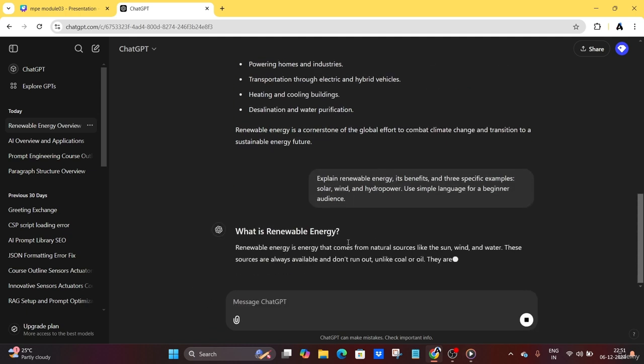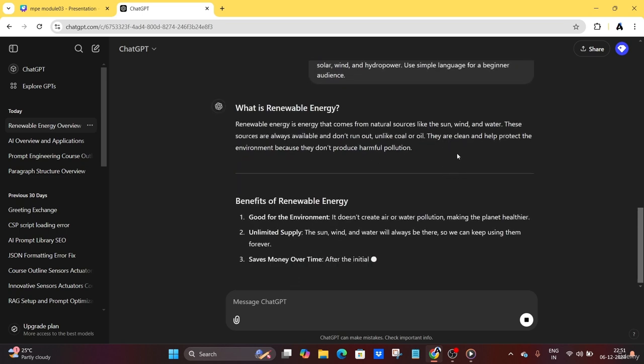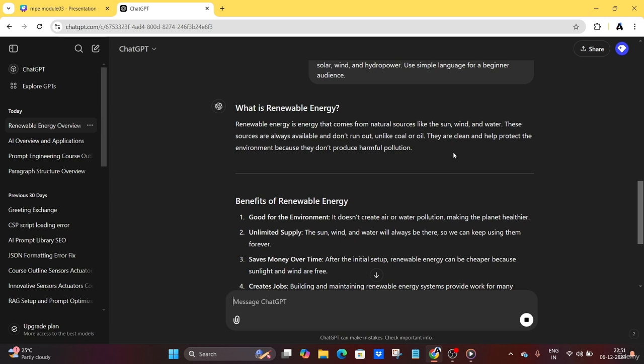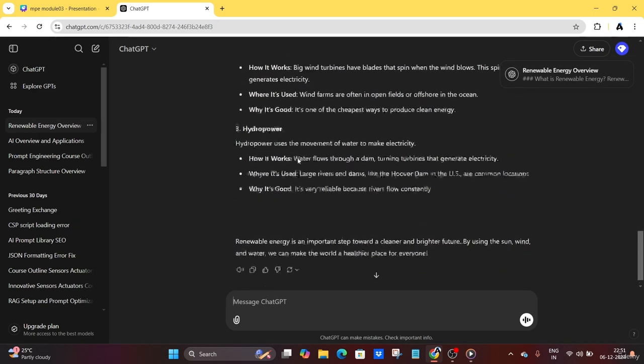You can see what renewable energy is. This is very clean and simple language, and we can easily understand the topic. Renewable energy is energy that comes from natural sources like the sun and wind. These sources are always available and don't run out, unlike coal or oil. They are clean and help protect the environment. See, you can see the example of how we want the output.